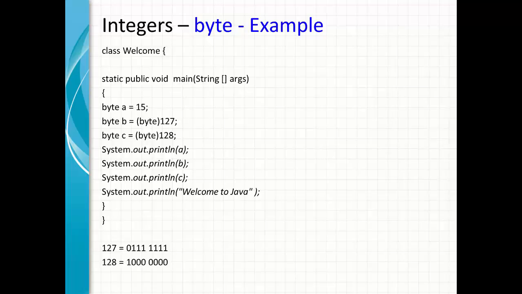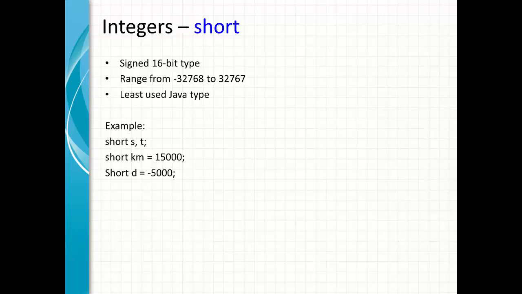Now, the next one is short type. Short type is a 16-bit type. That means it is 2 bytes. It can store signed 2 bytes, and the range is minus 32,768 to 32,767. And short is the least used Java type. Not too many programmers use short when they are programming in Java.